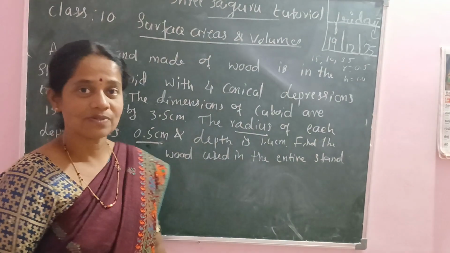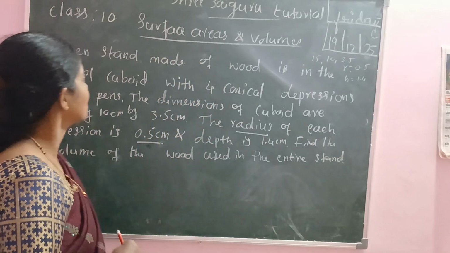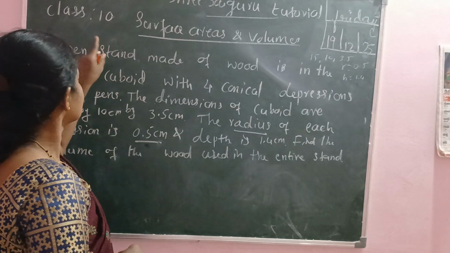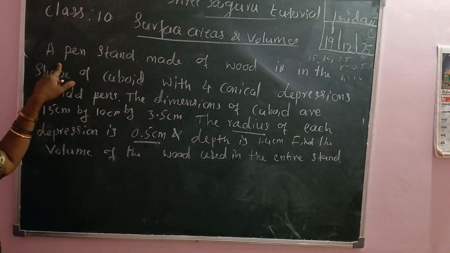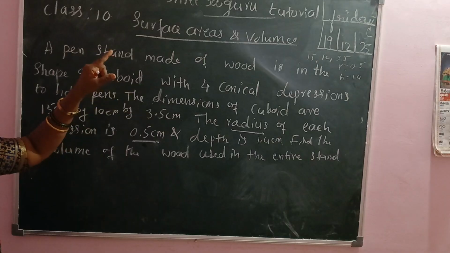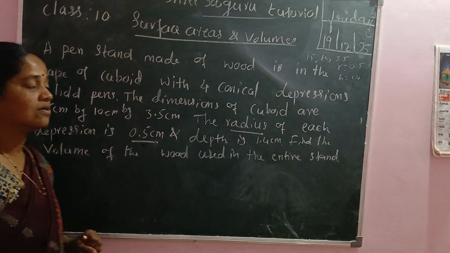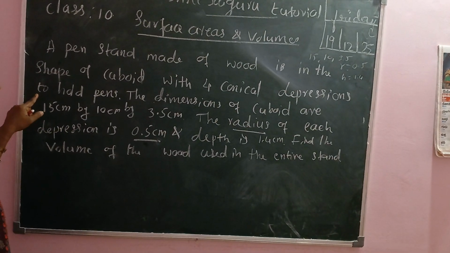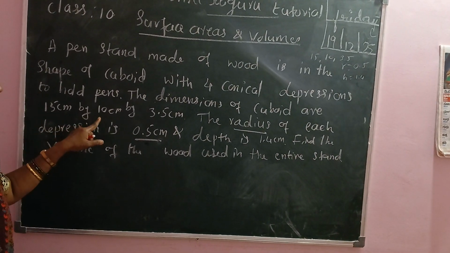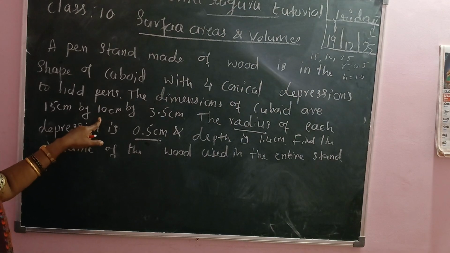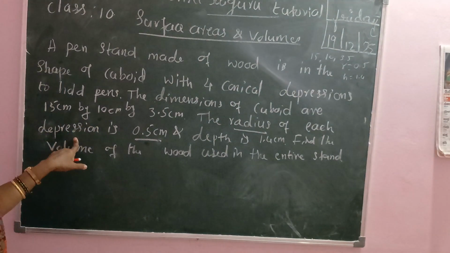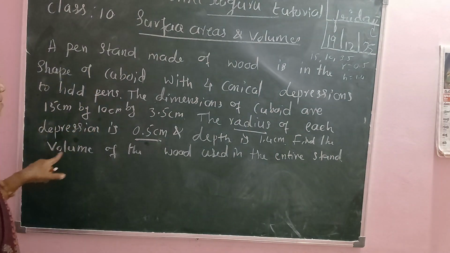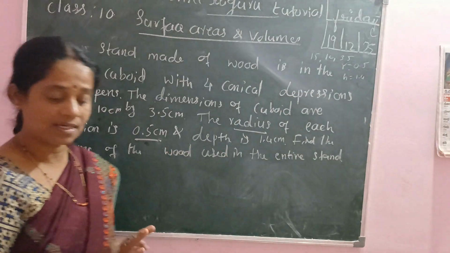Dear student, today we are discussing one more question from the lesson Surface Area and Volume, class 10th standard. What is given here? A pen stand made of wood is in the shape of a cuboid with four conical depressions to hold pens. The dimensions of the cuboid are 50 cm by 10 cm by 3.5 cm. The radius of each depression is 0.5 cm and the depth is 1.4 cm. Find the volume of the wood used in the entire stand.